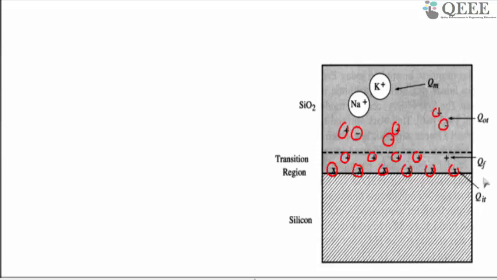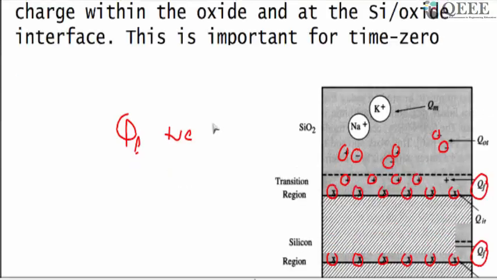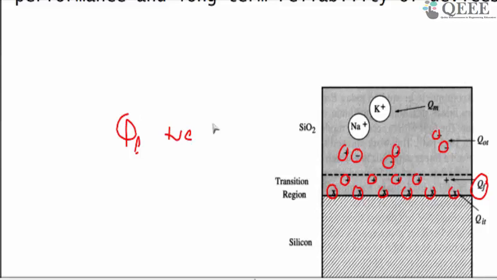So let's take one case. This is QF, the fixed charges. These are mostly positive charges, and they mostly come from the oxidation process. So where do these charges come from?